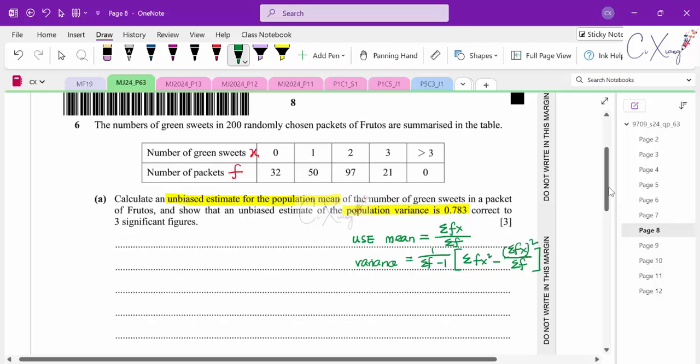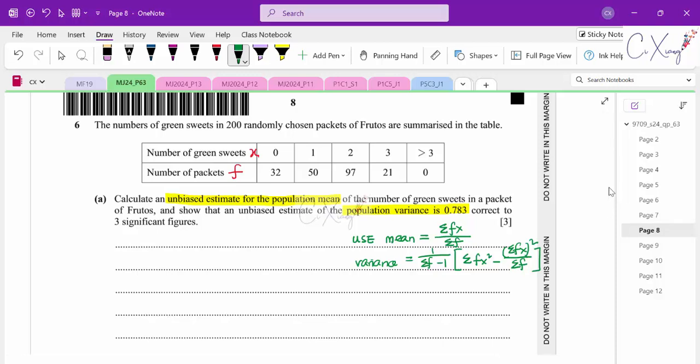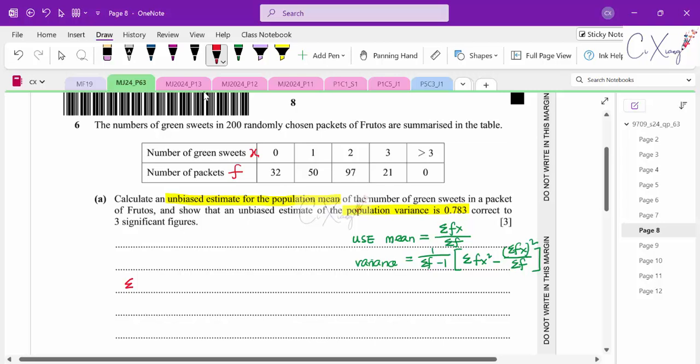In case you can't remember, this is also provided in the formula booklet, just that you have to change the n to become summation of f. Before that, I prefer to calculate my summation of fx and summation of fx squared first.